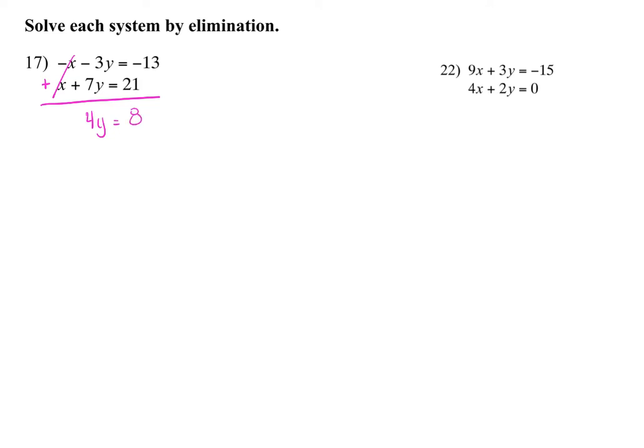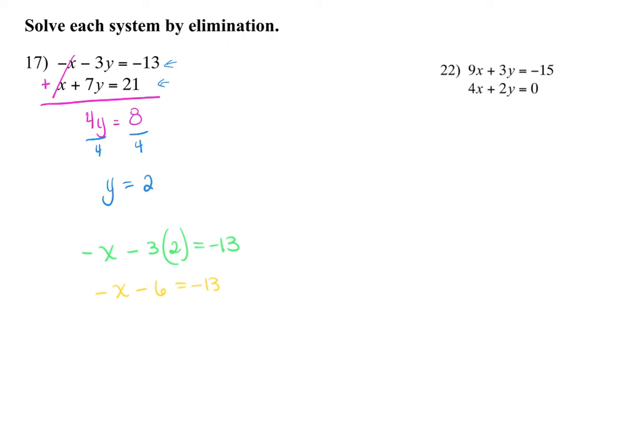And so we are ready to solve for y. We're just going to divide by 4. We know that y equals 2. To finish solving this, we also have to have an x variable. We can plug that y into either one of these equations. It does not matter which one. So if I were to take the top one, I have negative x minus 3 times y, which we now know is 2, equals negative 13. I have negative x minus 6 equals negative 13.